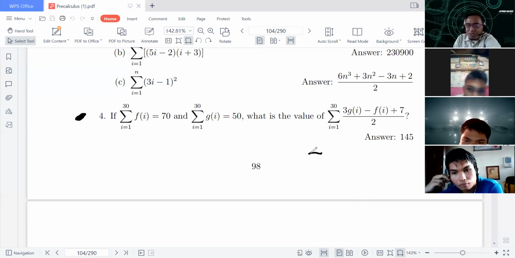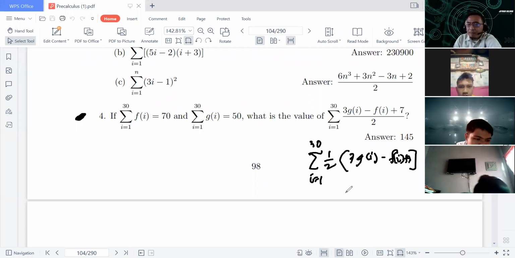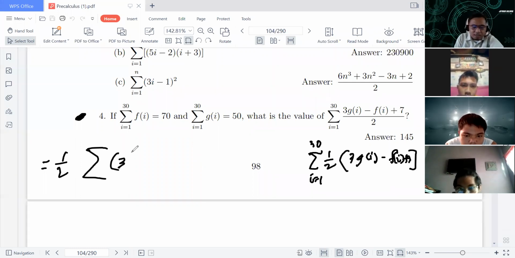So this can be written as 1/2 times 3g sub i minus f sub i plus 7. Right? Do you see it? Is it the same with this? They're the same. Yes, same, sir. Because of the 1/2, I can factor it out here. So it can be written as 1/2 times the summation of 3g of i.